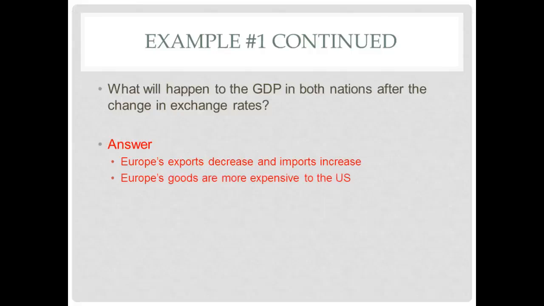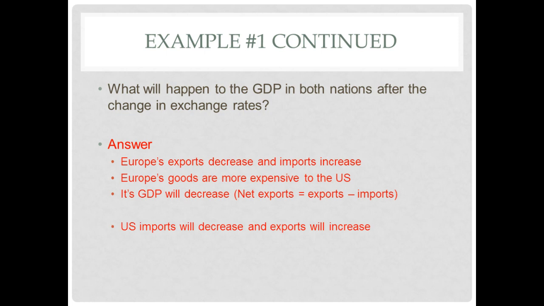But American goods are now cheaper, and so imports to Europe will increase. Now, if that's true, and again, I'm just summarizing this because European goods are more expensive to the US, if exports are decreasing and imports are increasing, then overall, based on the rule of net exports, which we learned quite a while ago, GDP is going to decrease. So in the end, a higher valued currency, a more appreciated currency, will actually decrease the GDP. And of course, vice versa.